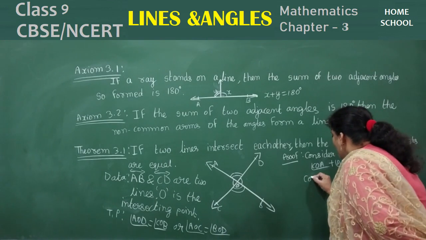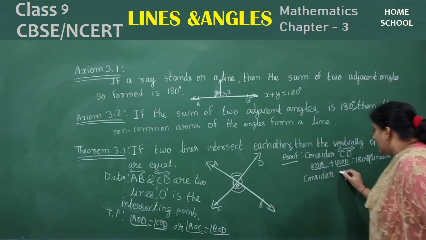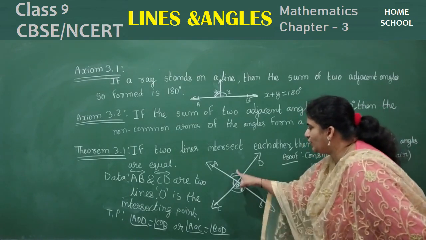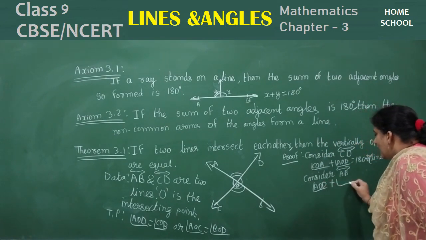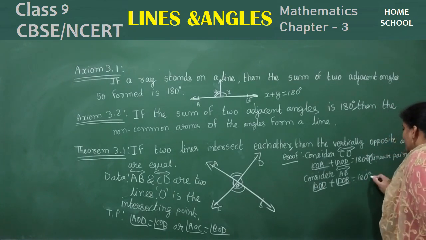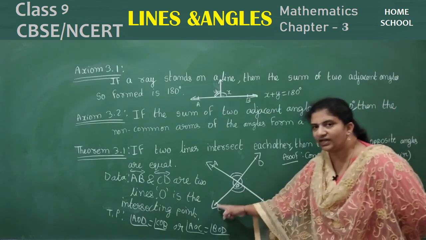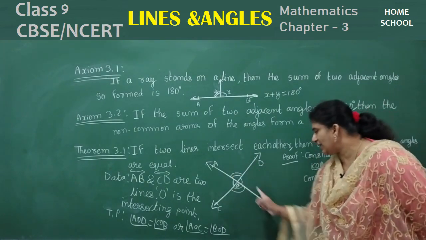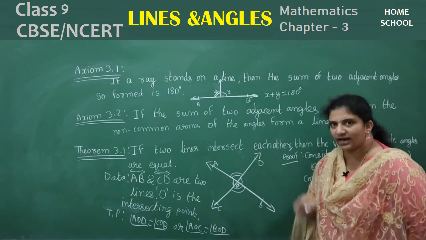Next, you have to consider another line. I'll take line AB. In this AB, again two angles. What are those, children? Angle AOD plus angle DOB is equal to how much? Again 180, by linear pair. Mark it as the second equation. Observe: if I take line CD, this angle plus this angle will be 180 degrees. If I take line AB, this angle plus this angle will be 180. You can consider either side.